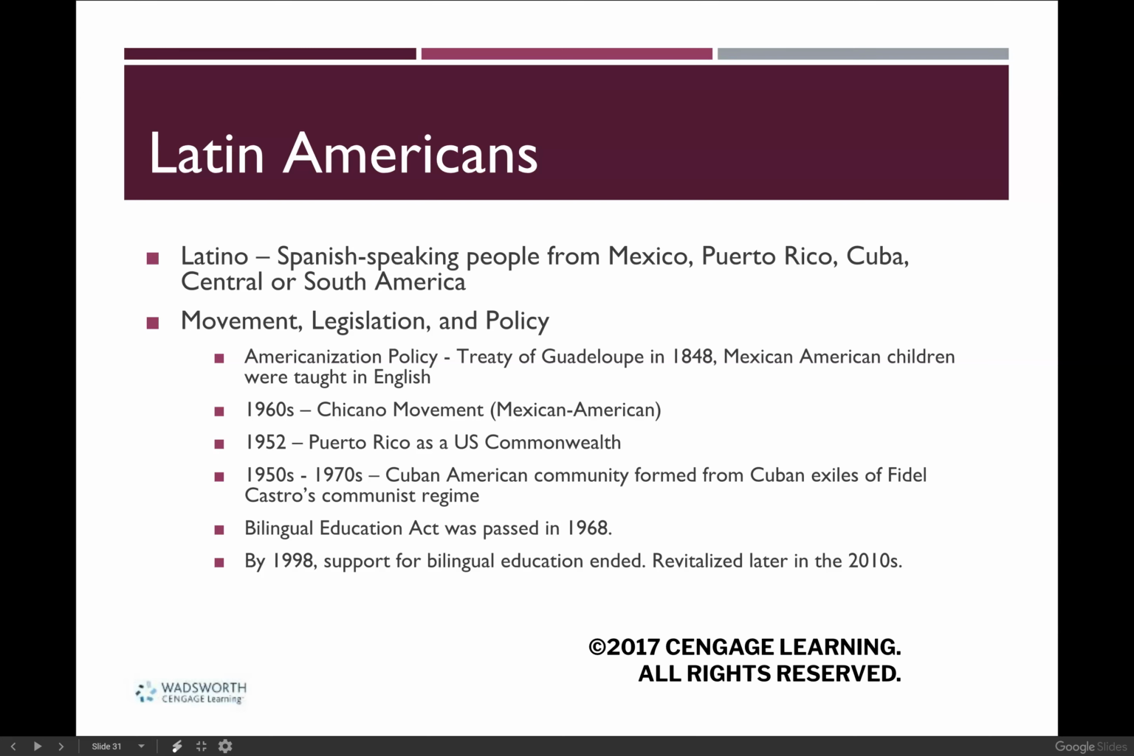And you can see not a whole lot happened. It was just like Mexican Americans teach English. Then in the 1960s, there was the Chicano movement. So Chicano, Mexican American.